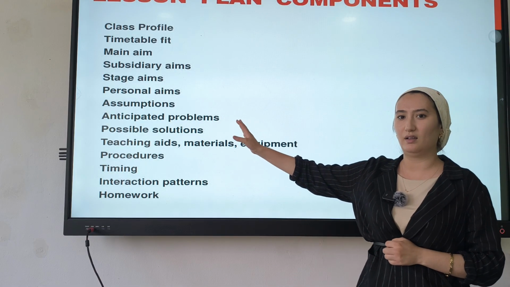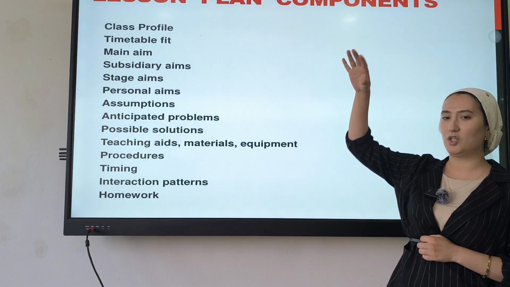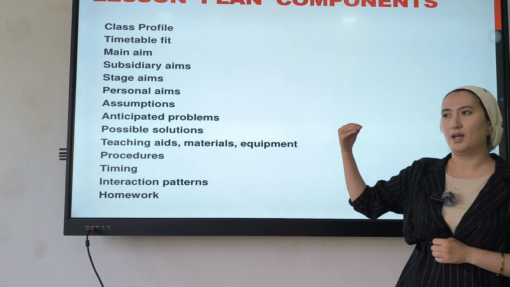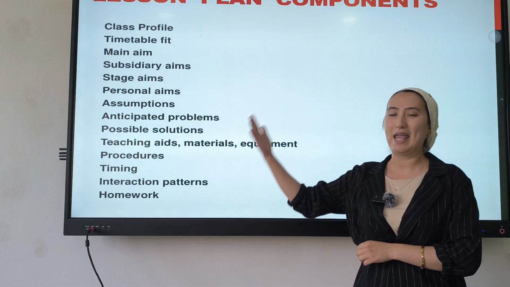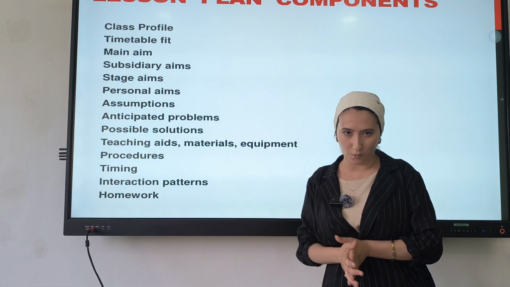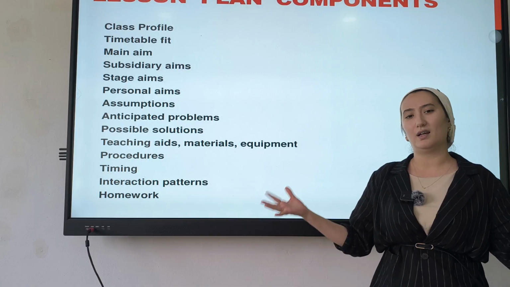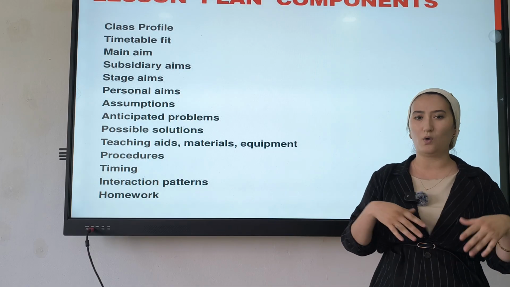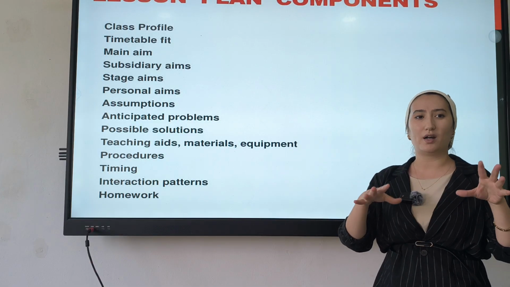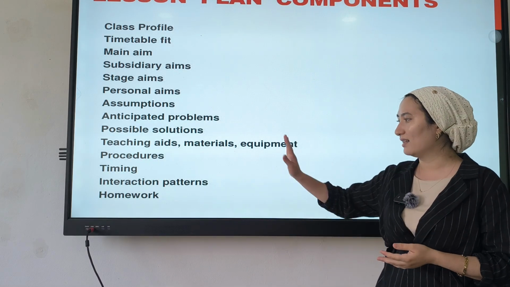For example, if your lesson lasts for 45 minutes, you have to write down 45 minutes on top of your lesson plan. If your lesson lasts for 80 minutes, you have to write down 80 minutes. And then interaction patterns, and the last one is homework. Interaction patterns means if your students are working with their peer, or in a group, or if they are working with you as a teacher, then these are interaction patterns. And the last one is homework.